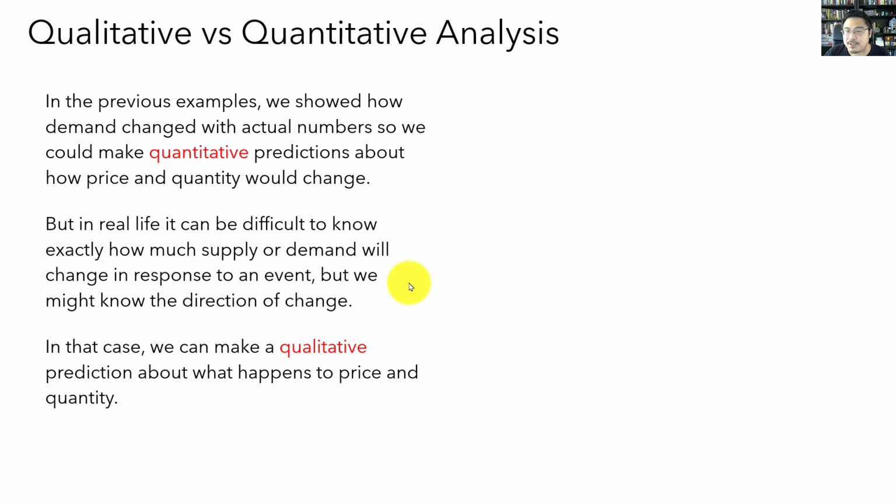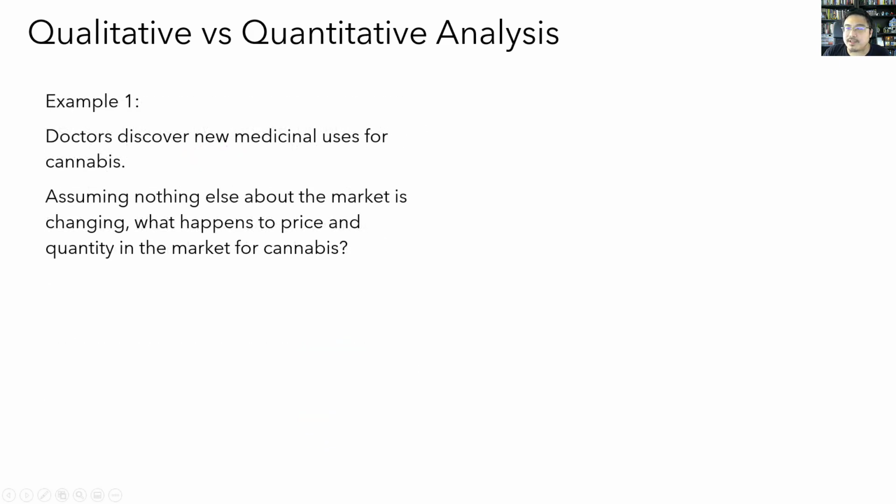But oftentimes, even if we don't know the numbers, we can know the direction of a change. And moreover, we also know that supply is generally upward sloping and demand is generally downward sloping. And by simply knowing these few facts, even if we don't know the actual numbers, we can still make a qualitative prediction about what happens to price and quantity, all right? And qualitative is just a fancy way of saying a prediction about the direction of how things are going to change without putting an actual number on it.